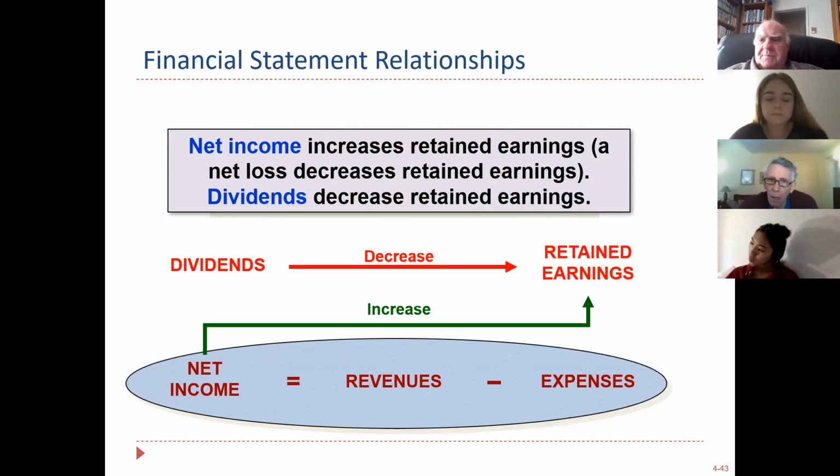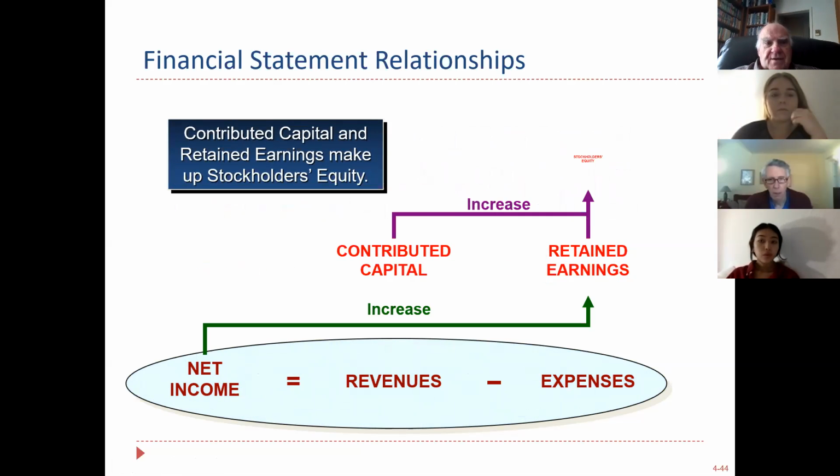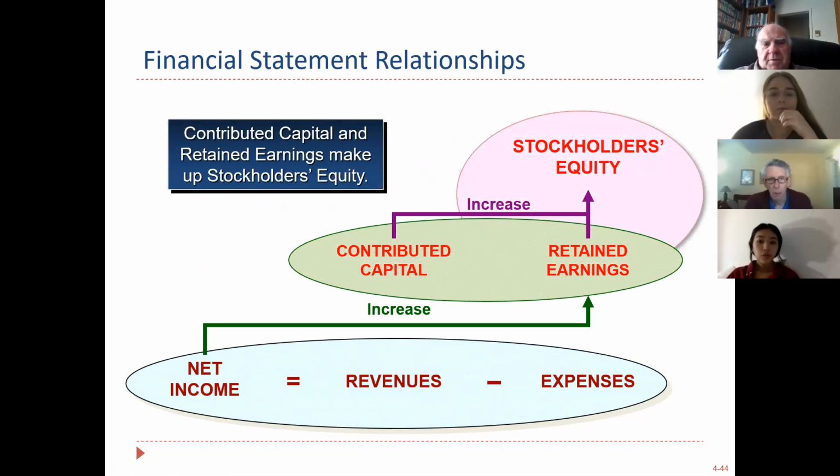Every time you sell something for a profit, you've increased equity. And that's what we're recognizing at the end of the month. Our sales were this number minus our expenses. That net income is now going to be closed into equity. So you must do the income statement first. Then you can prepare the equity statement.